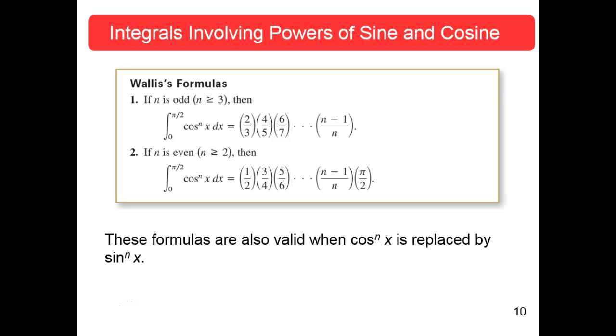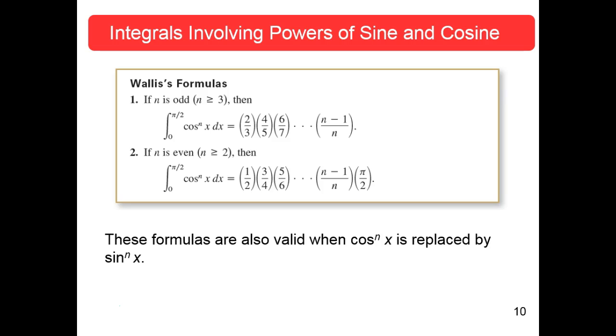This observation is generalized in the following formulas developed by John Wallace, who lived 1616 to 1703. And 1616 was well before either of those two gentlemen were born, and they came to prominence in his midlife, you might say. So here's, if n is odd and greater than or equal to 3, so it doesn't work for n equal 1, okay, then the integral from 0 to pi halves. Now this only works from 0 to pi halves. Cosine to the nth x, okay? Well, here's what you do. You start with 2/3. You don't say why, but start with 2/3.